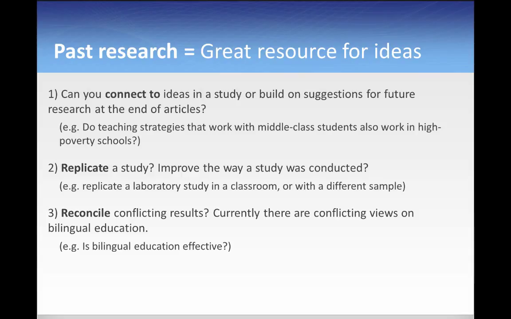Also, you could think of replicating a study. A lot of times we don't do that enough in educational research where we have certain findings but we don't replicate them enough to make sure that the effects that we found actually hold up in different environments. And then thirdly, if you have conflicting results, you could try to reconcile these, develop a new theory or a new approach and look at how these different views can be reconciled.